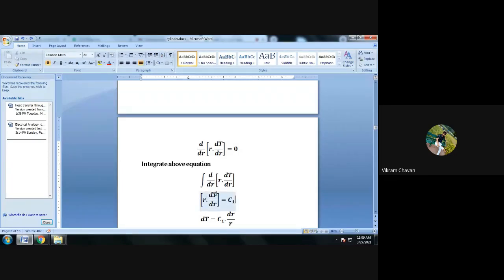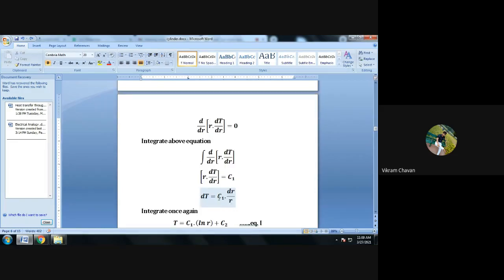Or differentiation of t with respect to r. Okay, r multiplied by differentiation of t with respect to r. So further what we have done, we have separated out these terms. The r term we have separated out on one side, and the dt term we have kept on the left side only, so it will be easy for the further integration. So we will get the equation as dt is equal to c1 multiplied by dr divided by r.